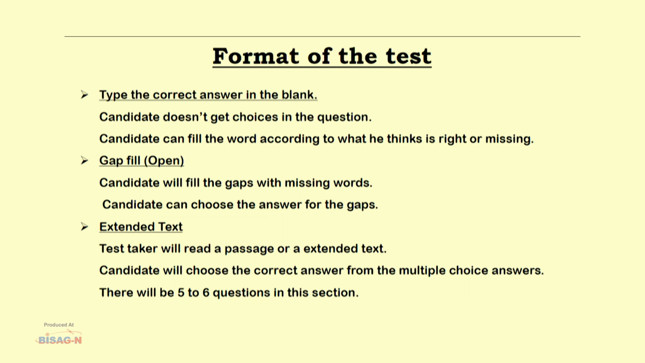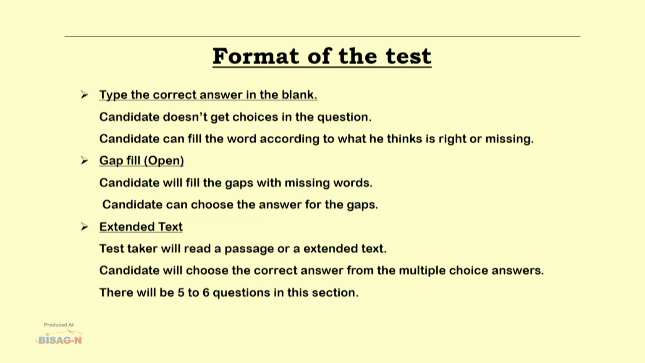So in this particular task, which is a gap fill open task, the candidate will fill the gaps with the missing words, but he will have no choices. He can fill in or choose the answer accordingly. The last task is the extended text. Now, the difference between the extended text and the small text is that the small text will have just a couple of sentences, like 4 to 5 sentences, and the candidate has a multiple choice question based on the same text. So 4 to 5 sentences, which is a smaller text, and one question that will be a multiple choice question.